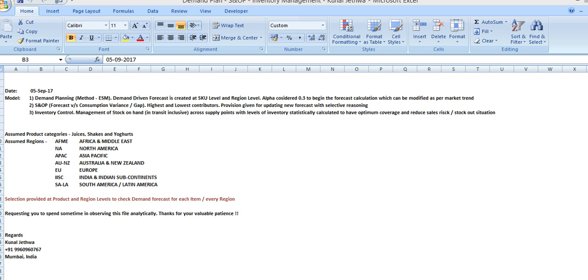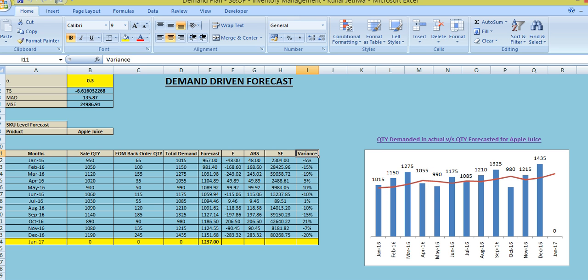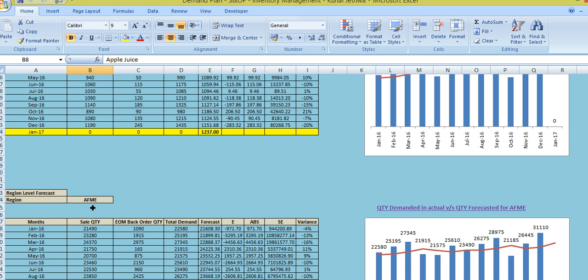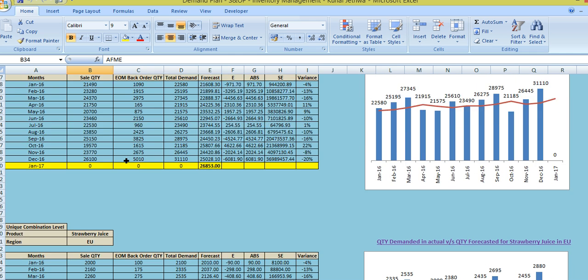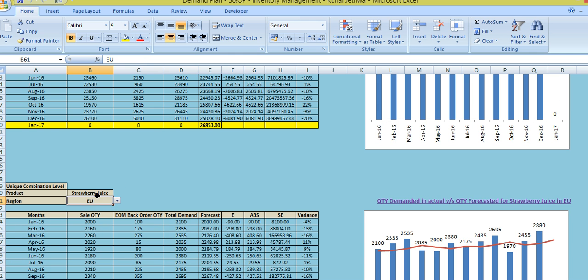Here we are going to discuss a demand plan, wherein the example used is of a manufacturer who sells juices, shakes, and yogurts across Africa, Middle East, North America, Asia Pacific, Australia, New Zealand, Europe, India, Indian subcontinents, South America, or Latin America. These are also bifurcated at region level, and finally we have a combination of the product at the location.